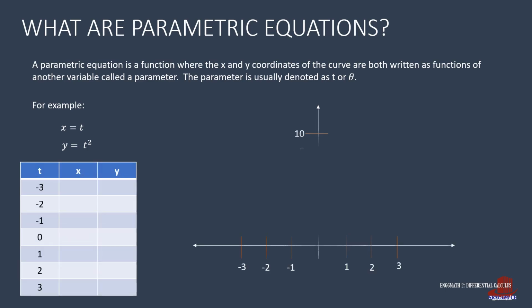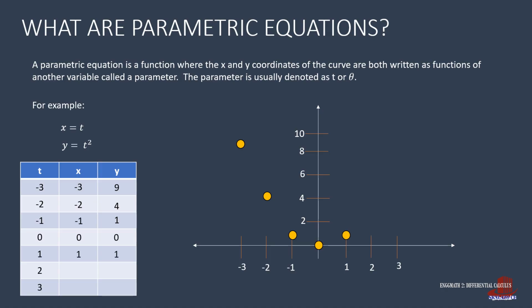Let's use a table to find values of each variable. Take note that t is the independent variable, and both x and y are the dependent variables. Assuming t of -3, x turns out as -3, and y is 9. When t is -2, x is also -2, and y is 4. At t of -1, x is -1, and y is +1. At t of 0, x is 0, and so is y.